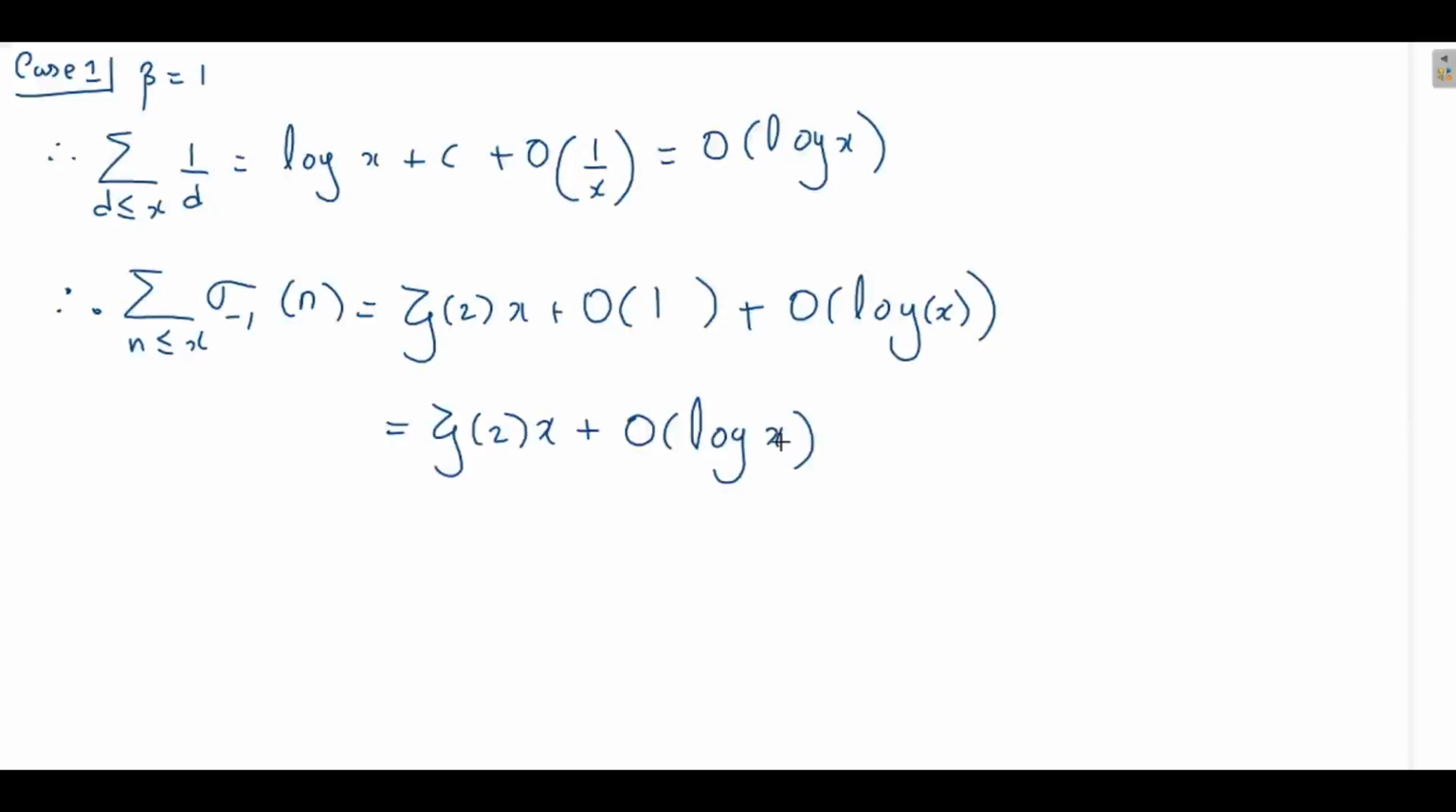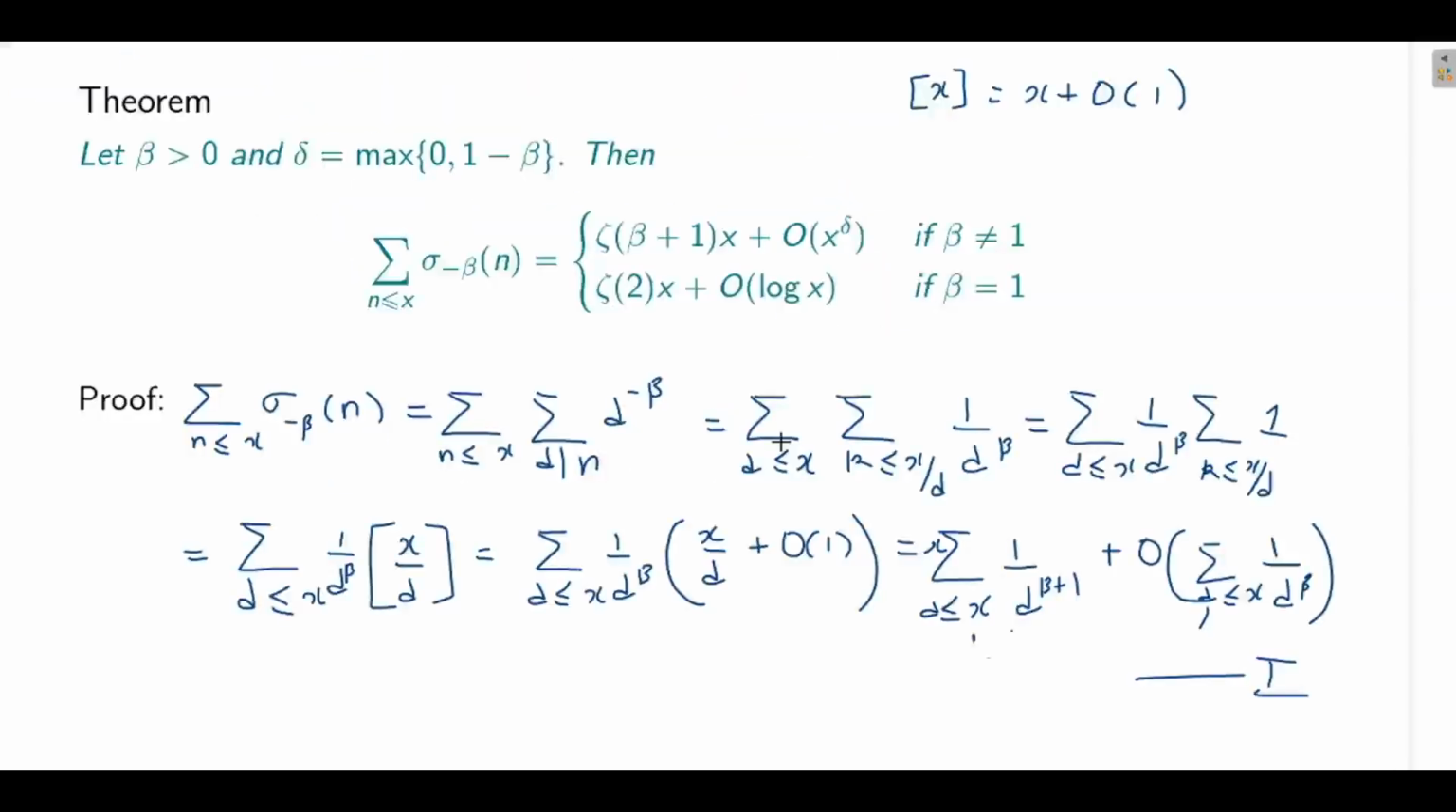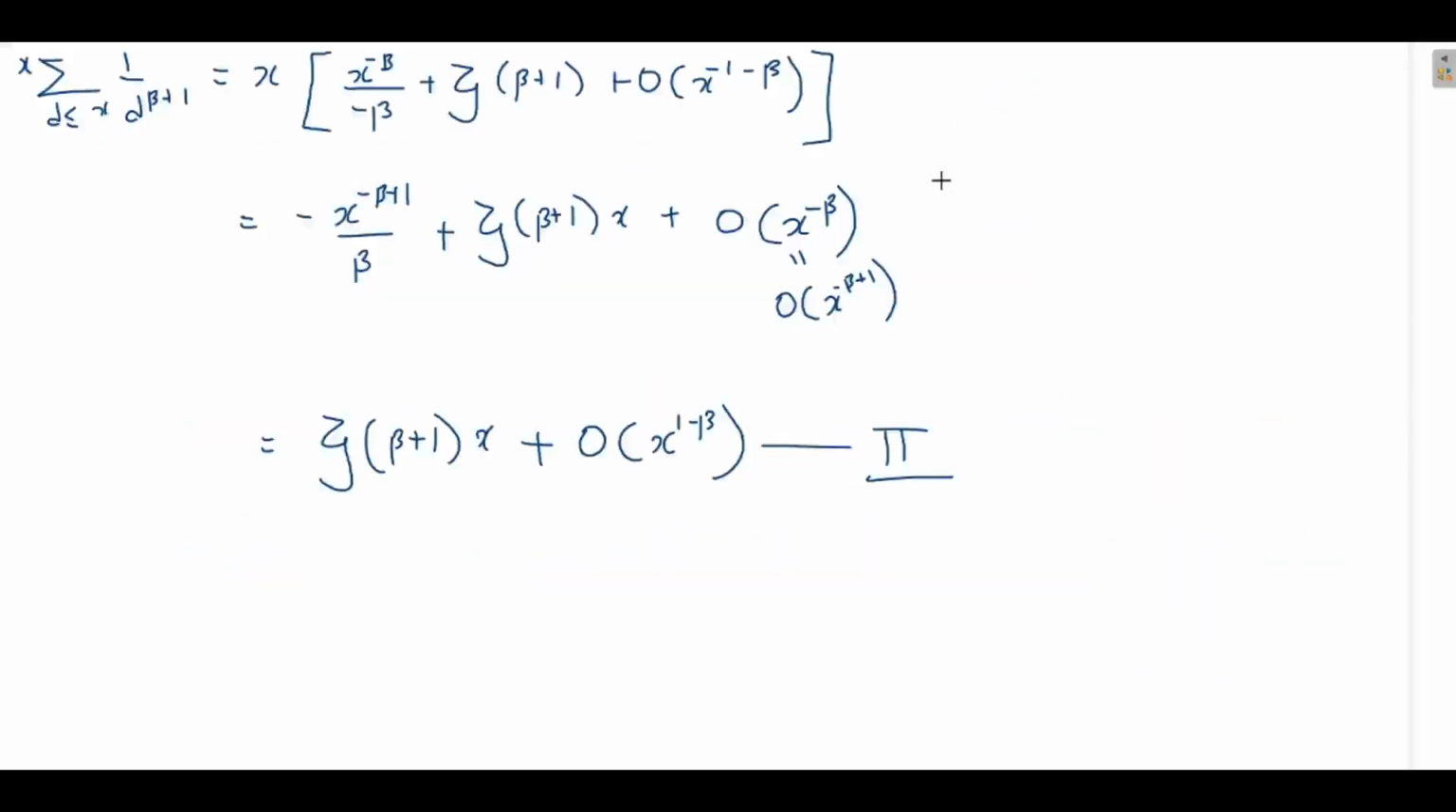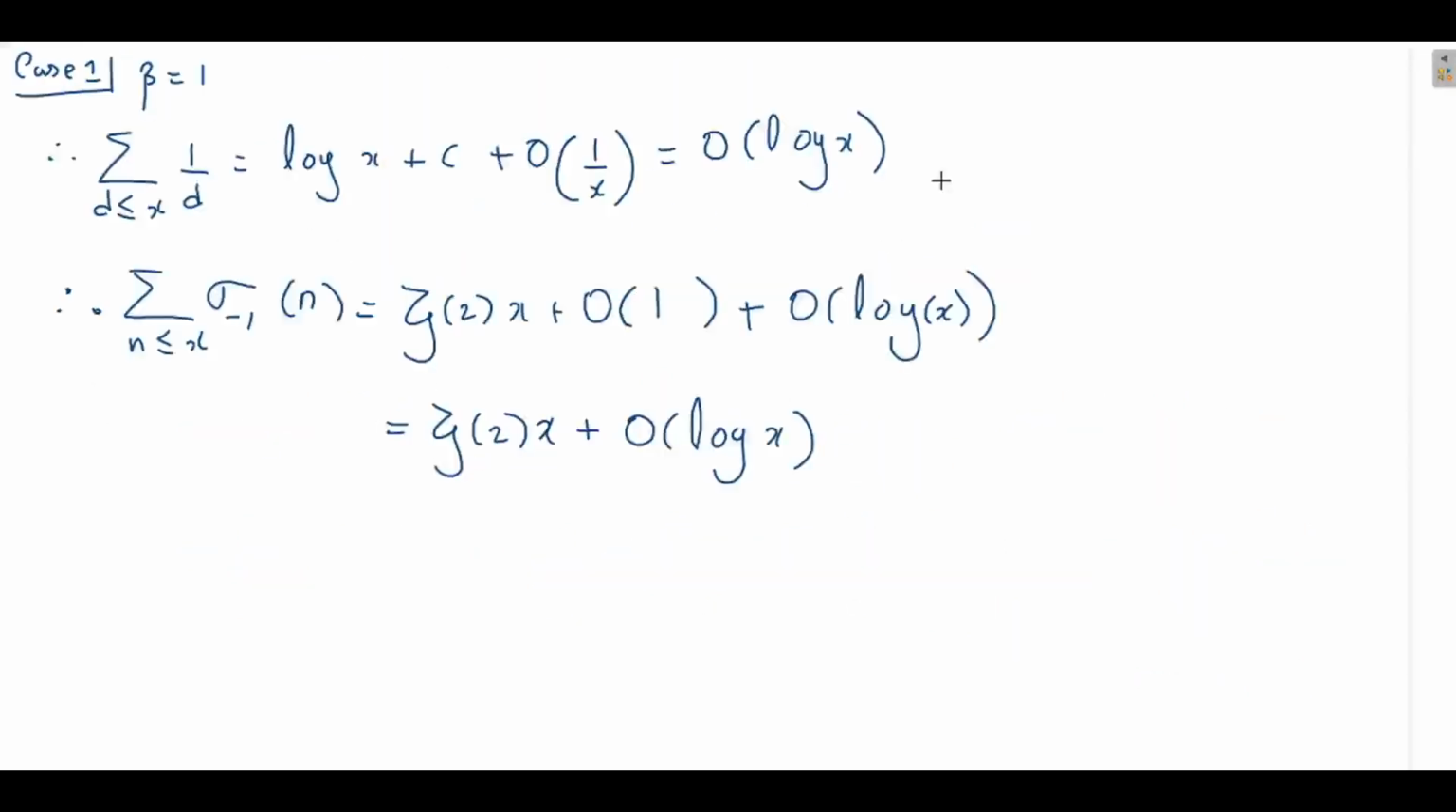Let's see if we have got what we wanted. Let's go to the previous. So what happens here is when beta is 1, zeta of 2x plus big O of x log x. That's exactly what we wanted. Let's look at the second case.